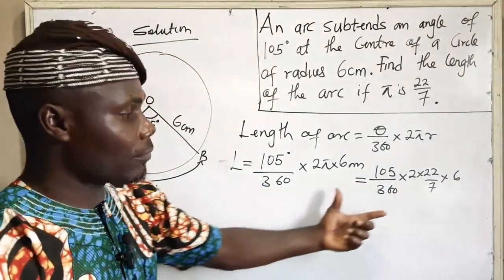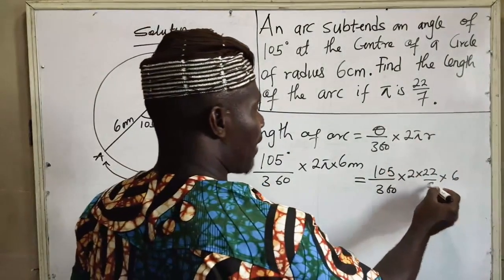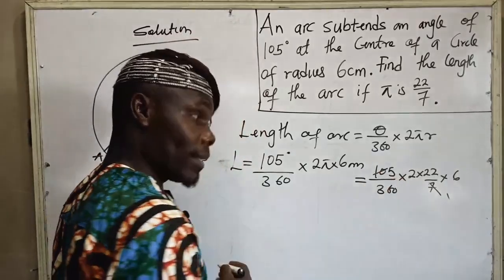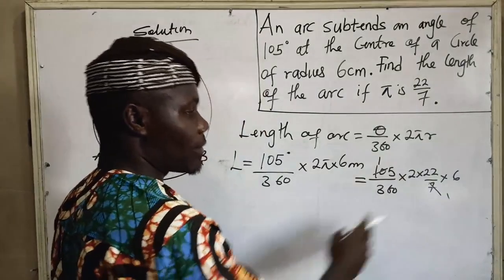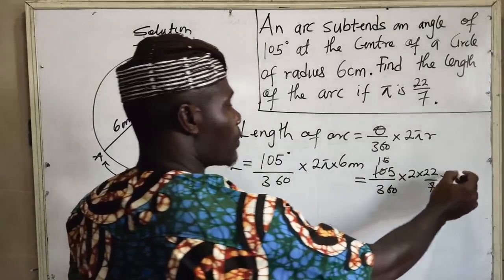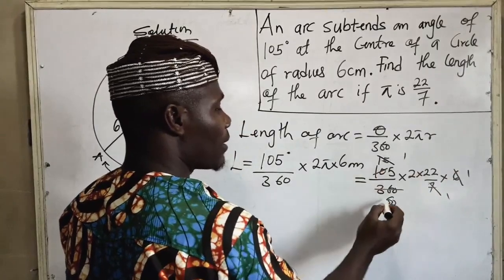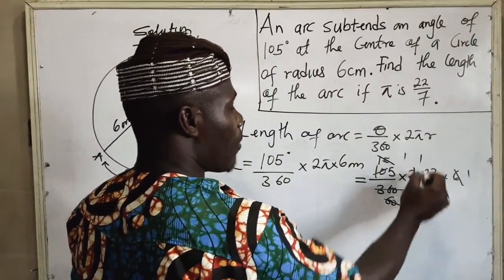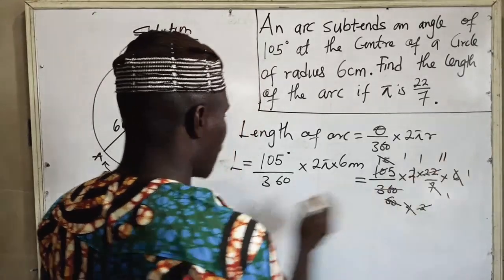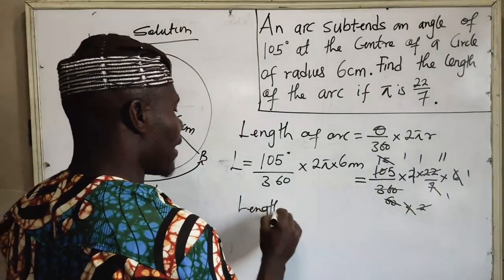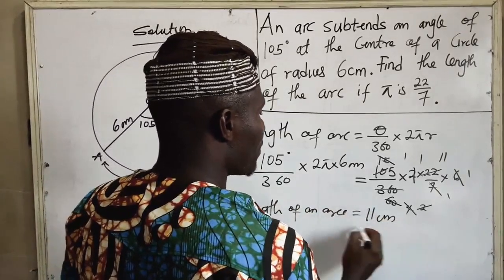So let's try to simplify these values. 7 goes into 105, 15 times. 6 goes into 360, 60 times. 15 goes into 60, 4 times. So 2 goes into 4, 2 times, and 2 goes into 22, 11 times. So the length of the arc in this question is 11 centimeters.